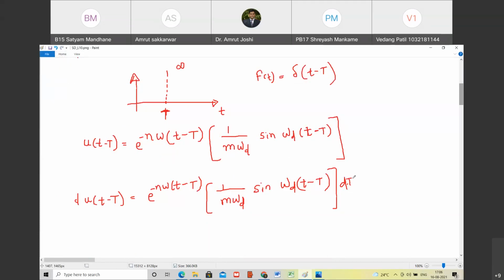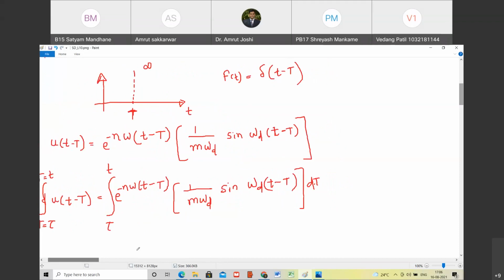So now if I want to find out the response of the system at time t, what do I have to do? I have to integrate this from t equal to tau to t equal to small t. Do you agree with me? Yes, sir. Therefore I have multiplied it, and tau to t is the limit. Happy? Yes, sir. And what is the variable of integration? The variable of integration, mind you, is capital T, not small t. Are you with me?